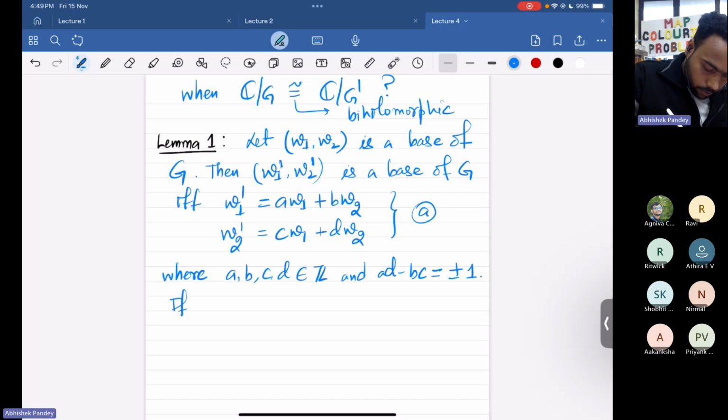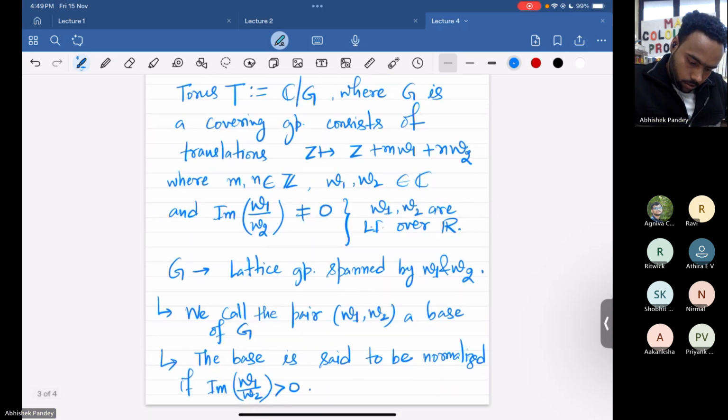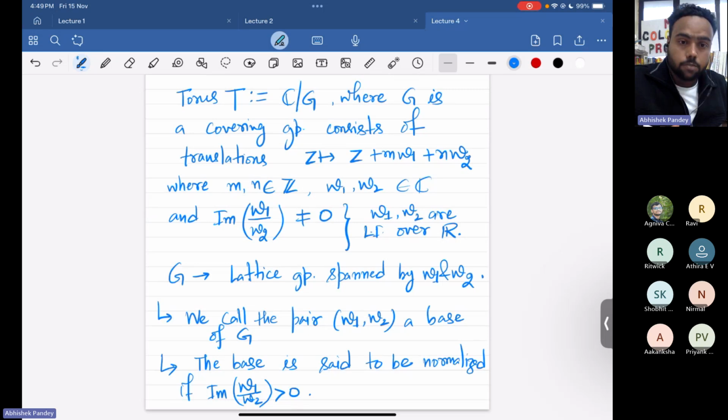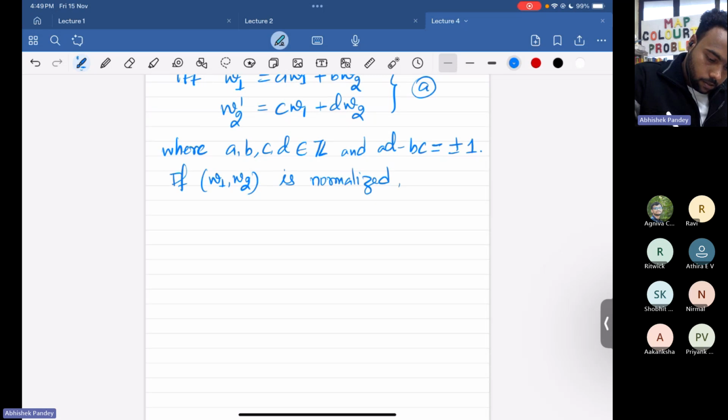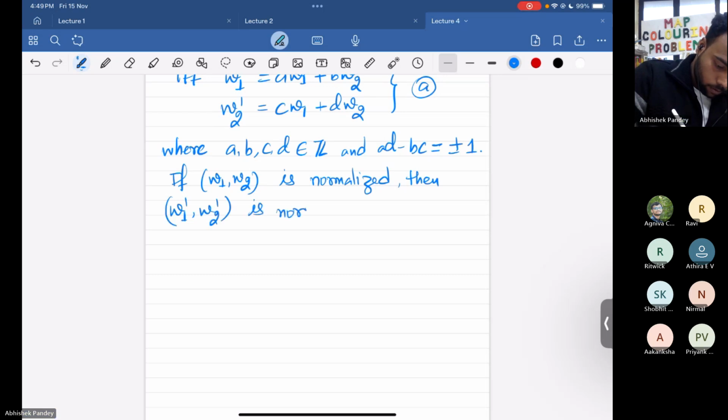If W1, W2 is normalized, so normalized base, let me see. Yeah, normalized base means the imaginary part of W1 upon W2 is positive. If it is normalized, then W1', W2' is normalized if and only if AD minus BC is equal to 1.